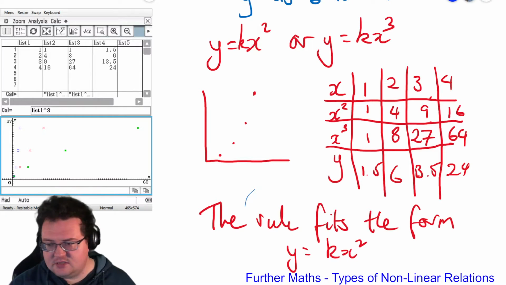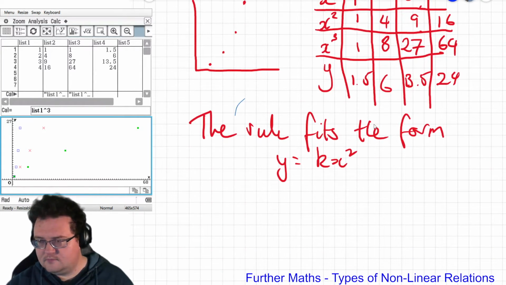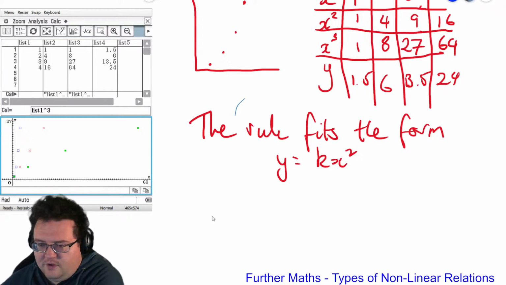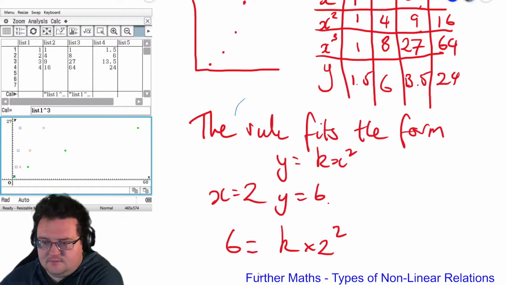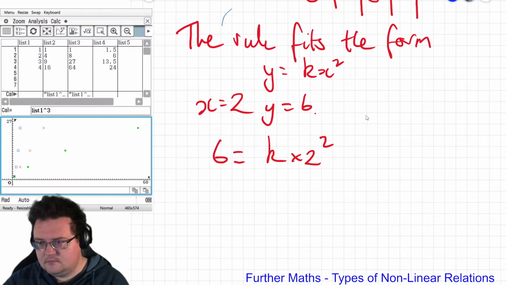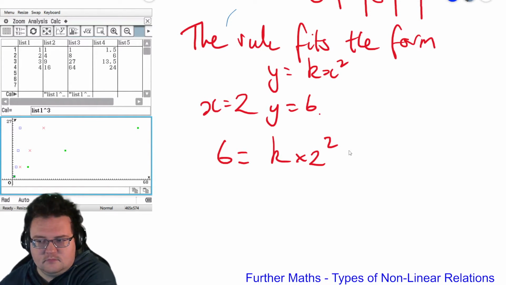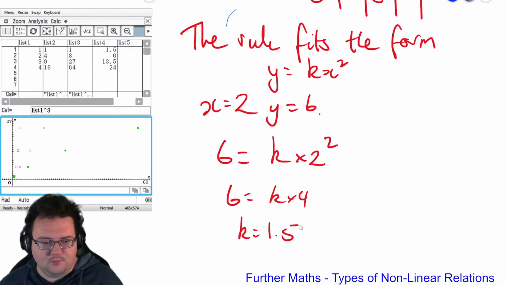So in this case, what we can do is we know that when x equals 2, y equals 6. 6 equals k times 2 squared. So 6 equals k times 4, divided by 4, and I get k equals 1.5.